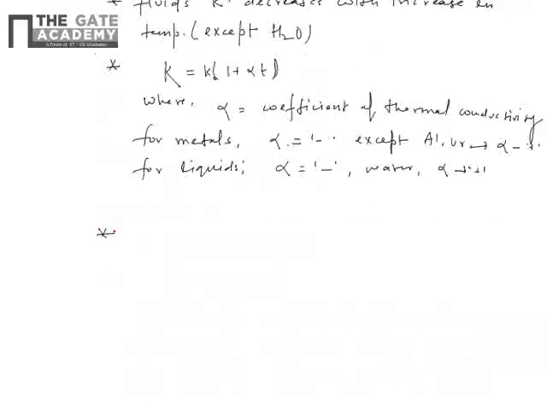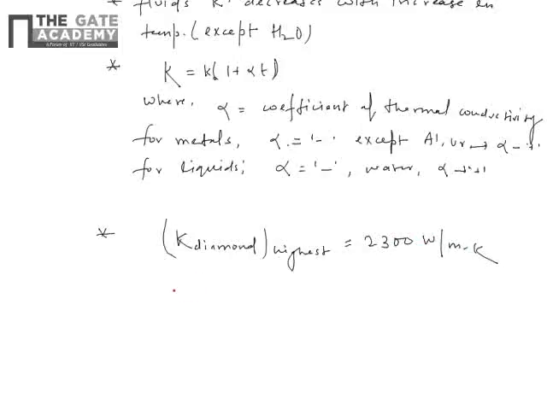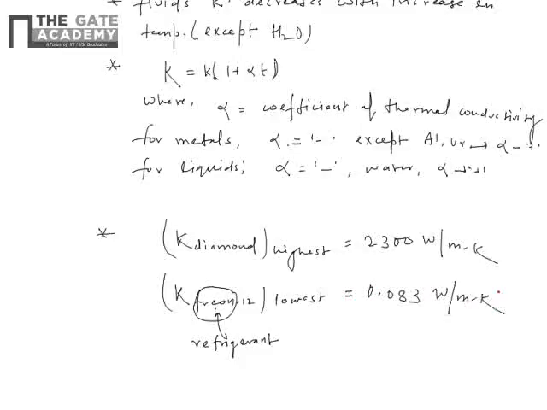The highest thermal conductivity is of diamond. Diamond has the highest thermal conductivity, which is equal to 1300 watt per meter Kelvin. The lowest thermal conductivity is of Freon. Freon is a refrigerant. Freon has the lowest thermal conductivity and its value is equal to 0.083 watt per meter Kelvin.